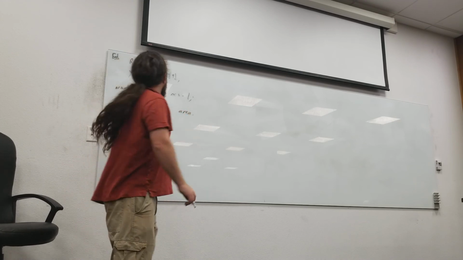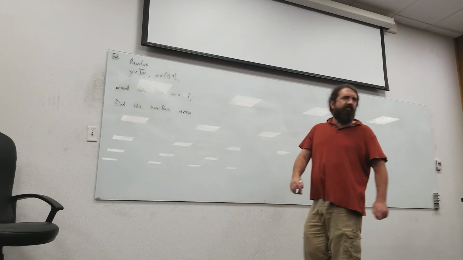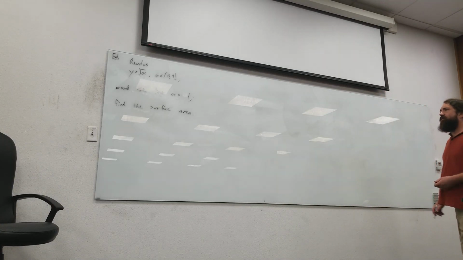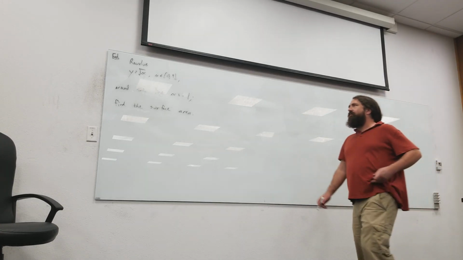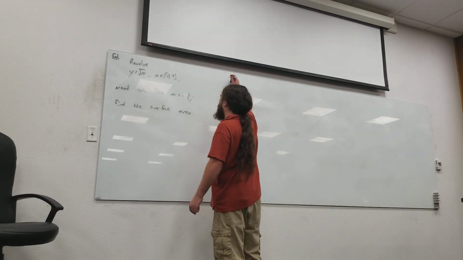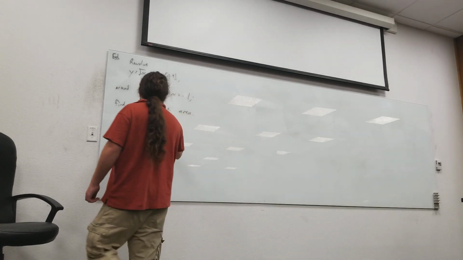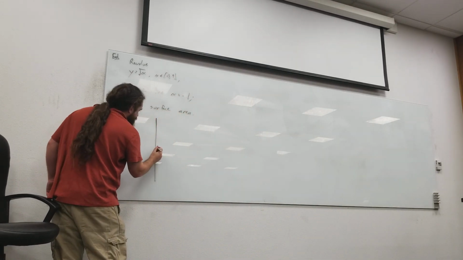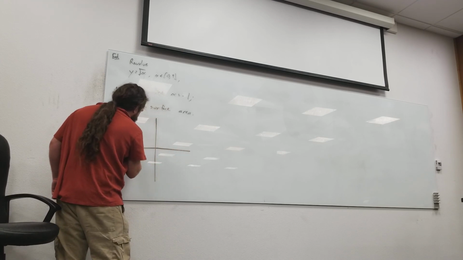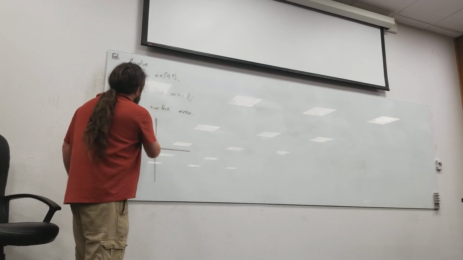Okay. So y equals square root of x between 0 and 4. And I'm going to go around the line x equals -1, and I want to find the surface area of that. There's probably 2 ways you can do this. Alright, so square root of x.